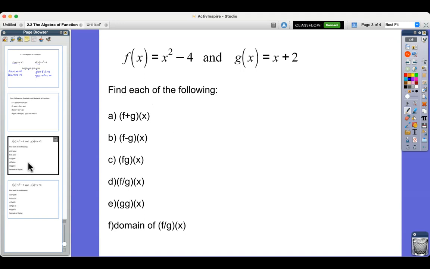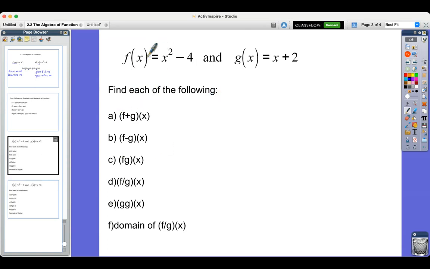All right, so take a look right here. We're going to work these six problems out. But there's two different types: one with numbers, one without. I want to show you how we're going to do this. You'll have problems like this, and then you'll have problems like this. We're using the exact same two functions.